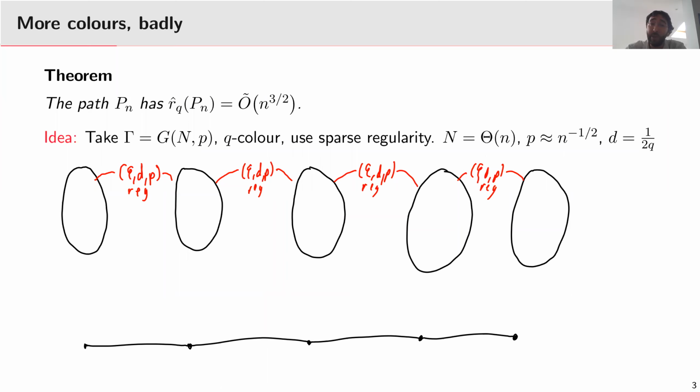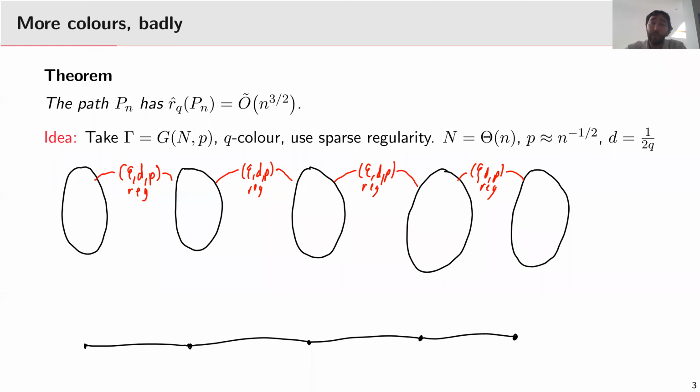Here d, and it will be throughout the talk, is some constant independent of n bounded away from 0, and 1 over 2q will work. P is the probability of the random graph, so in this example, p will be something like n to the minus 1/2.